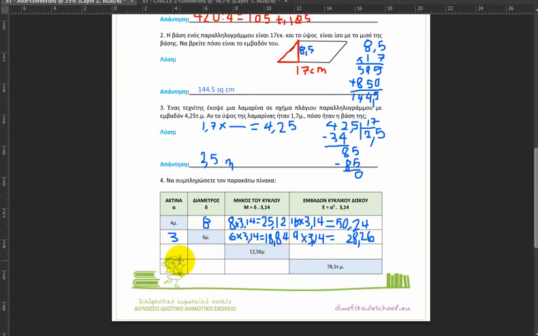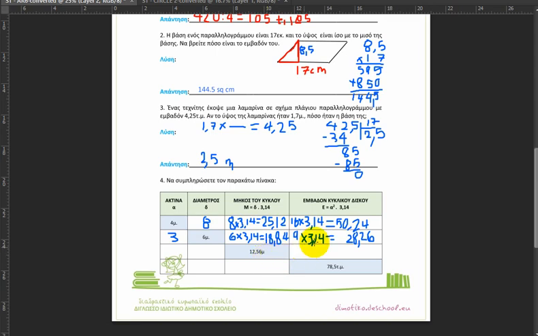So 2 lines filled out, and now comes the hard stuff. Because in this one, we need to divide this by 3.14 in order to find the diameter, through which we're going to find the radius, which we're going to use to find the area. So let's get started.